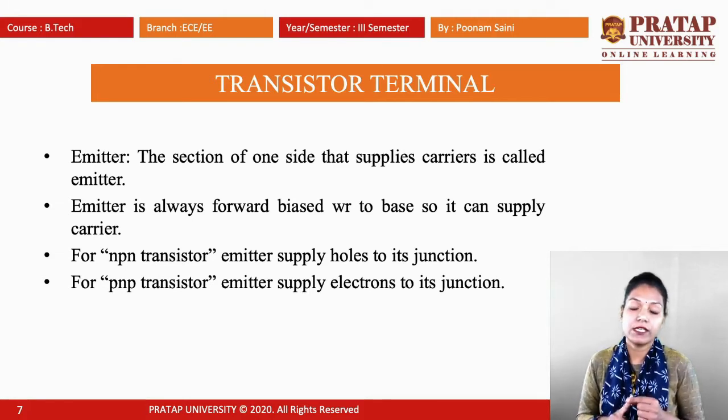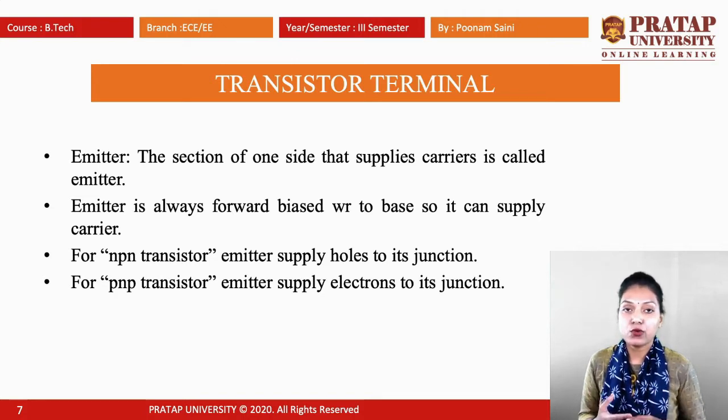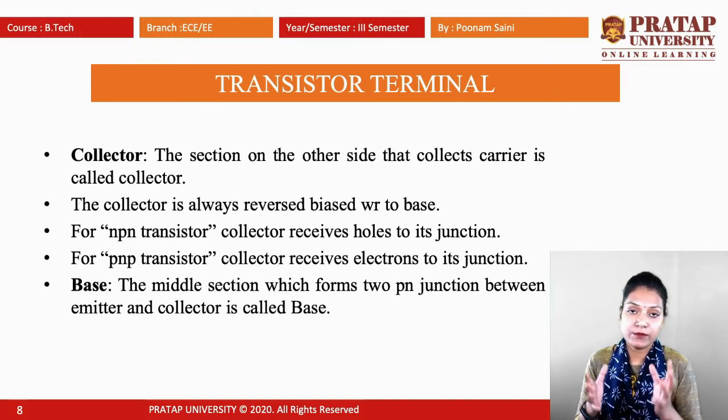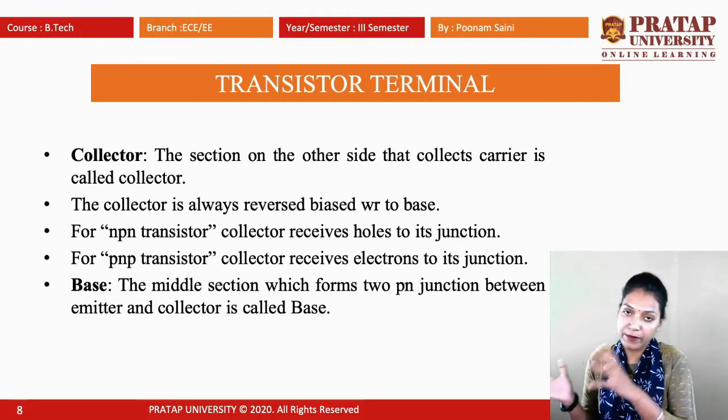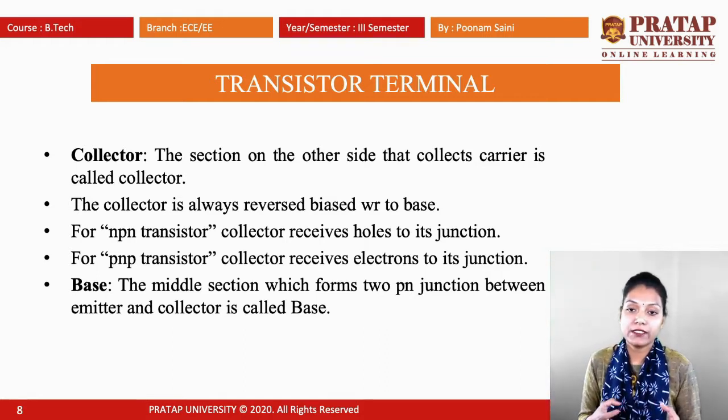The first one is that they are basically used to supply the carrier. The carriers are electrons or holes, and the emitter is always forward biased with respect to the base. So in an NPN transistor, the emitter supplies electrons to the junction, and in a PNP it supplies holes to the junction. So the emitter supplies, the collector collects. This is the main function of a collector, that it collects the carrier. A carrier is any electron or hole.